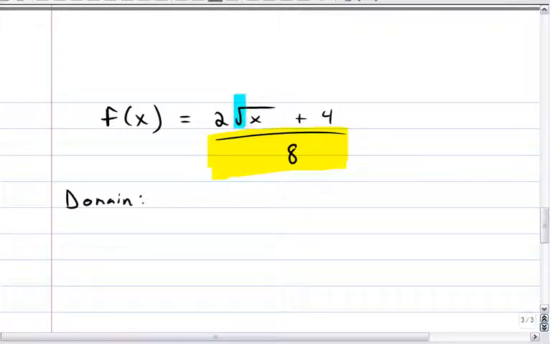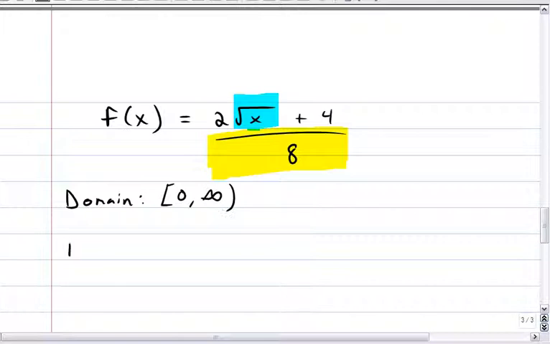But I do see a square root, right? And it's just the square root of x. So you have to think, okay, what can x be or what can't x be? So what can x be? Good, 0 to infinity. So are we going to include 0? Yeah. Okay, 0 to infinity.